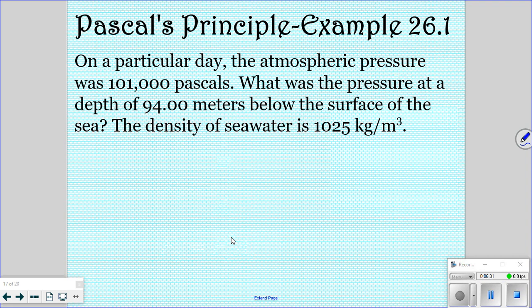So looking at an example, on a particular day, the atmospheric pressure was 101,000 pascals. What was the pressure at a depth of 94 meters below the surface of the sea? And it tells you the density of the seawater is 1,025.